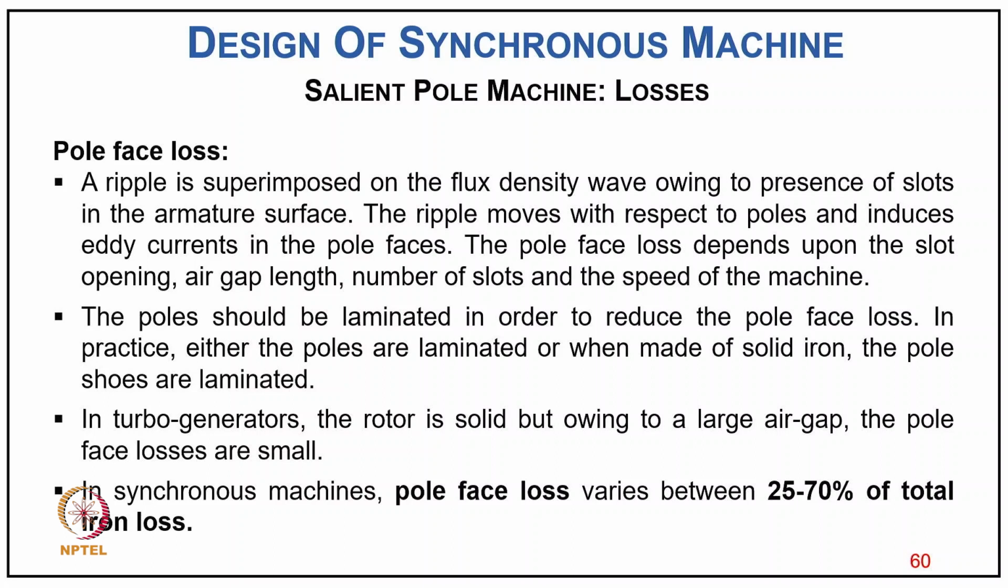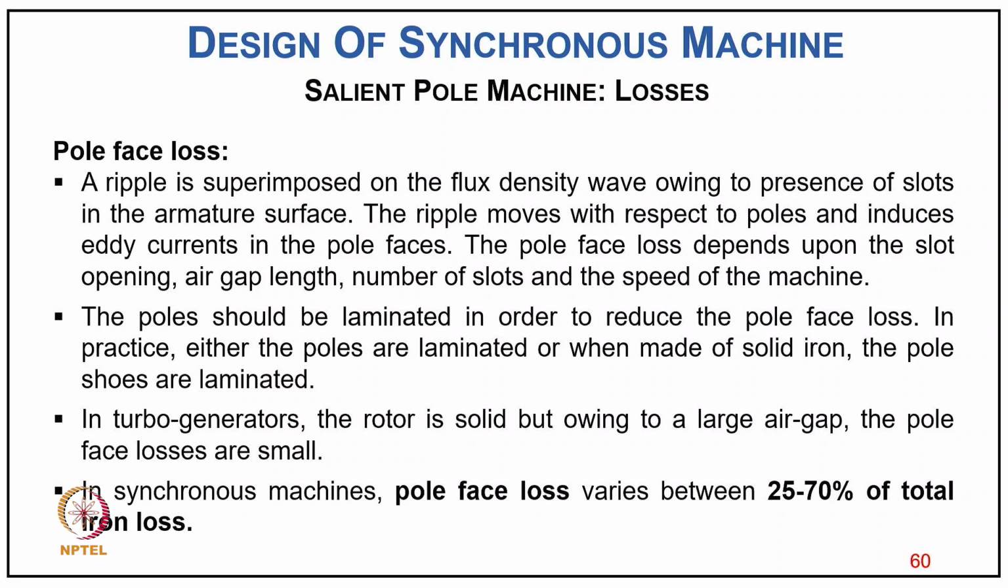So now coming to the pole face losses, a ripple is superimposed on the flux density wave owing to the presence of slots in the armature surface. So the ripple moves with respect to the pole and induces eddy currents in the pole faces. The pole face loss depends upon the slot opening, air gap length, number of slots, and the speed of the machine, and the poles should be laminated in order to reduce the pole face loss.